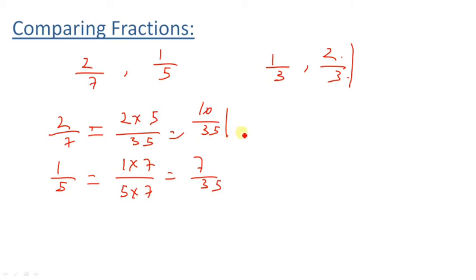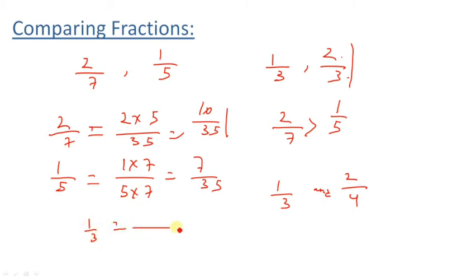Similarly, if we have 1 by 3 and 2 by 4, now we have 3 and 4 in the denominator. We can write 1 by 3 as 1 into 4 over 3 into 4, which is 4 by 12. Similarly, we can write 2 by 4 as 2 into 3 divided by 4 into 3, which will equal 6 by 12.